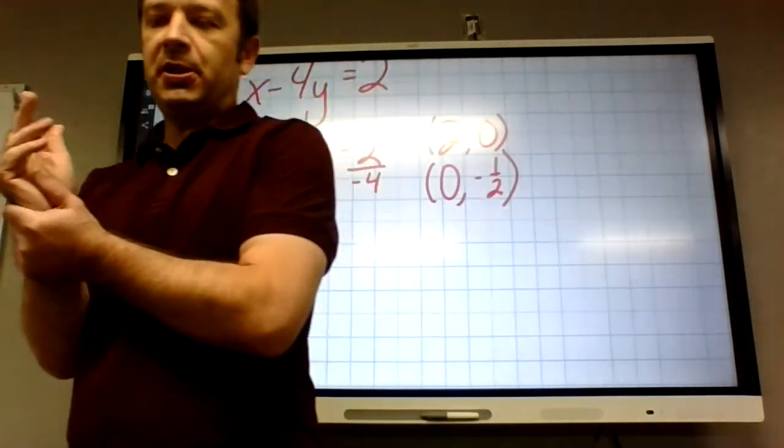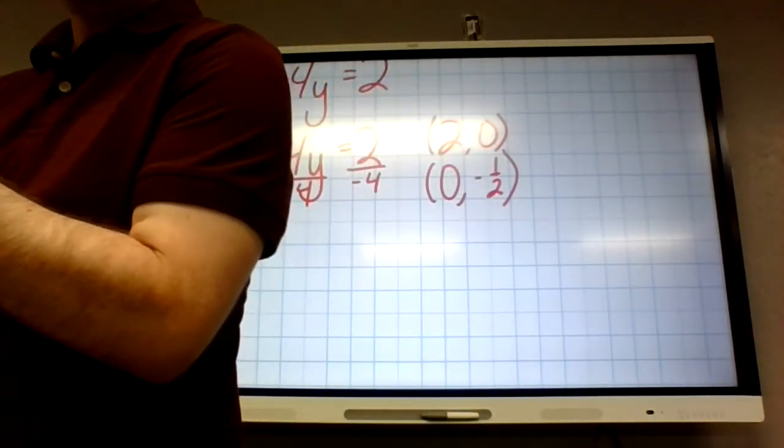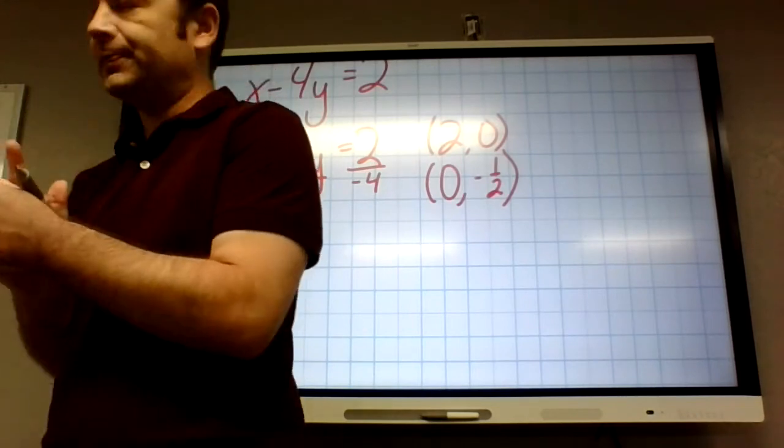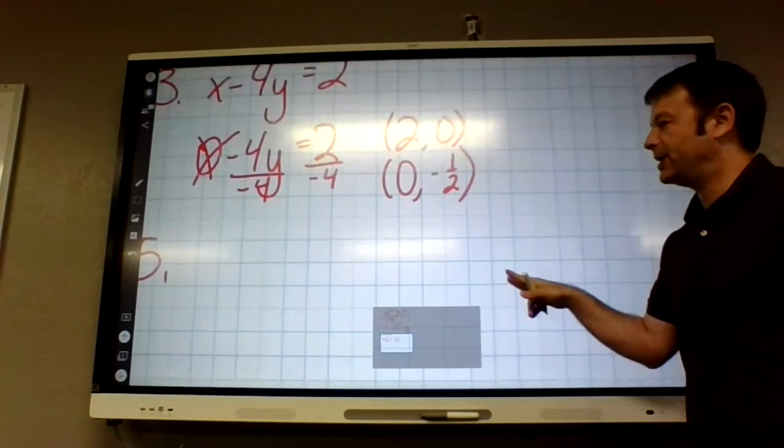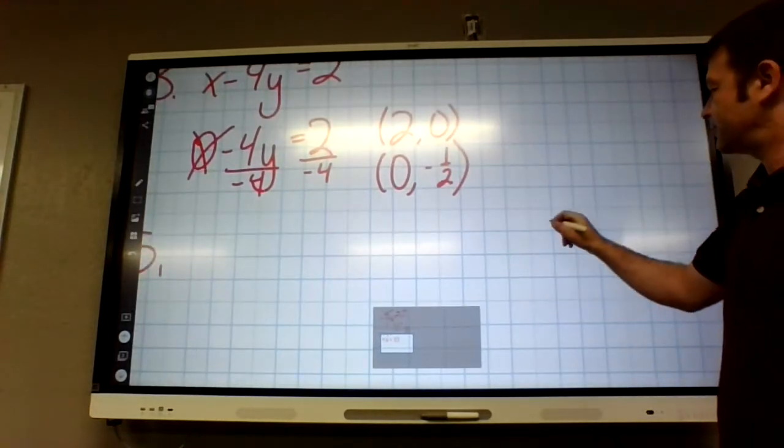Okay, write each equation in function notation, then state the slope and y-intercept. Before I get onto that, let's talk about slope-intercept form.